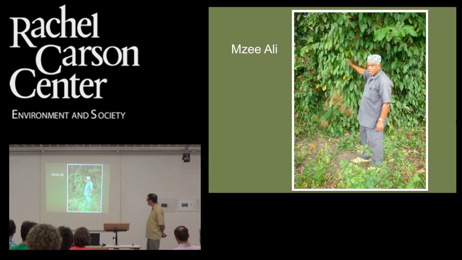And at the same time, Mzee Ali was pointing out to me some of the remnants of this cosmopolitanism. What he's pointing out here, first of all, this is a very large tree. I believe it's an orange tree. You can just see the base of it here. It's covered with vines, and these vines are vanilla.